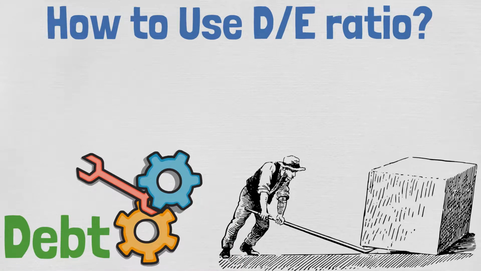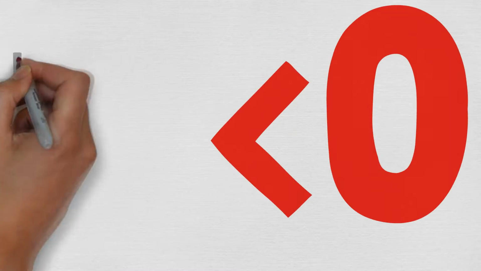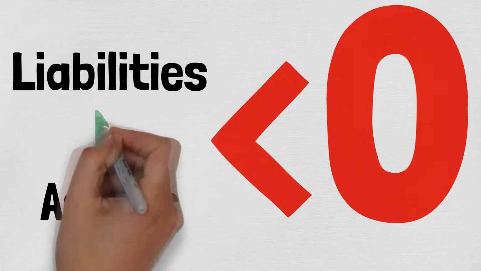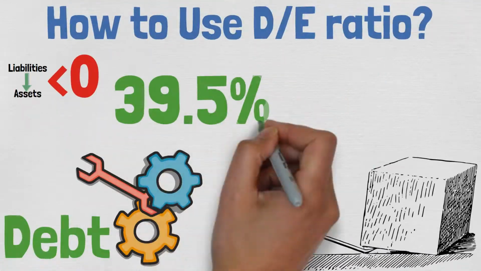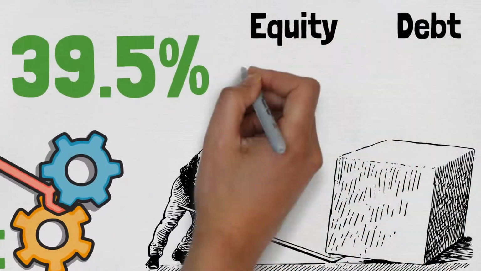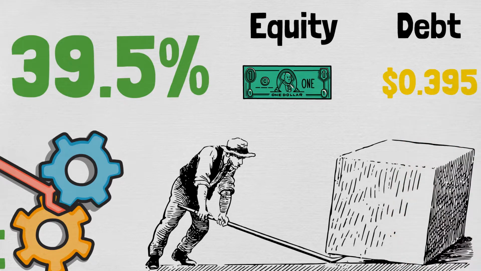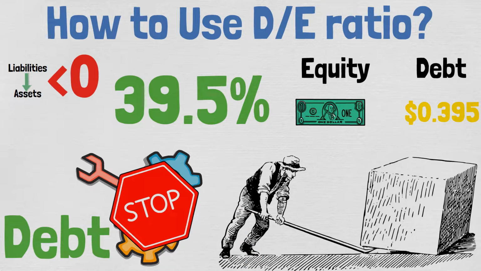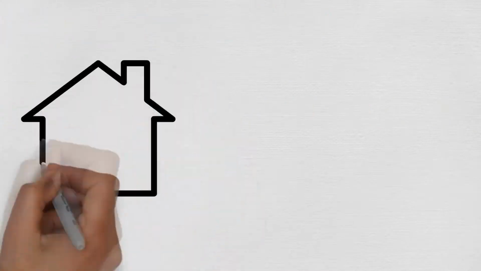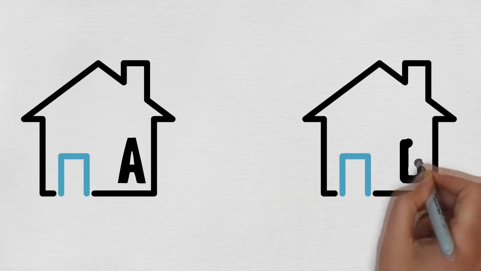If the debt to equity ratio is negative, it means that the company has a negative shareholders' equity, aka more liabilities than assets. Intel's debt to equity ratio of 39.5% means that for every $1 of equity, they have 39.5 cents of debt. The debt to equity ratio tells us how well the shareholders' equity can pay off debt if the company stops operating. You can use the debt to equity ratio to compare different companies.